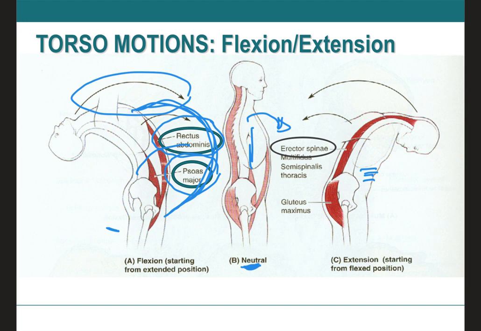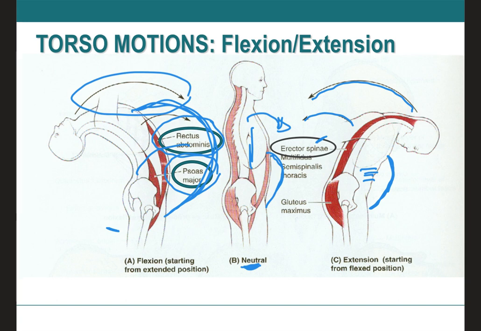Now, if you are now in a flex position because your torso has a smaller angle when compared to the neutral, for example, then you're going to extend your torso by bringing it back to anatomical position. And the muscles that will perform this function will be, in most part, your erector spinae group. So your iliocostalis, your longissimus, and your spinalis.